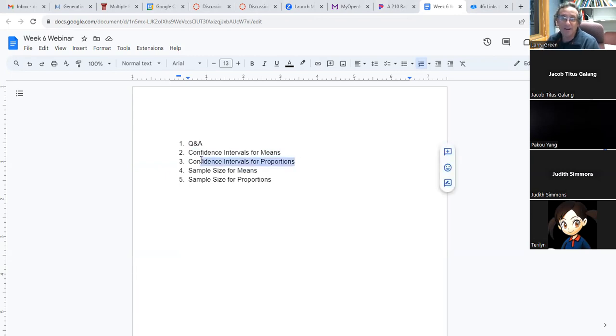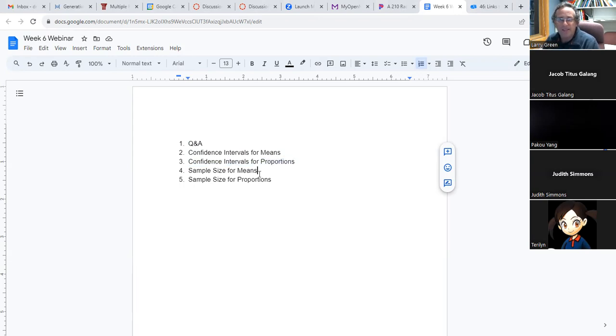Then we'll get into the confidence interval for proportions. Remember, for means, you ask a survey question and someone gives you a number, and the data you put in your spreadsheet is a bunch of numbers. For proportions, it's a yes/no survey question.